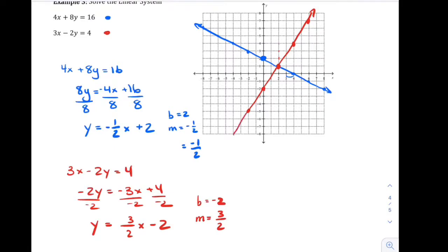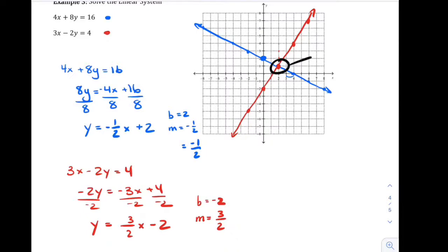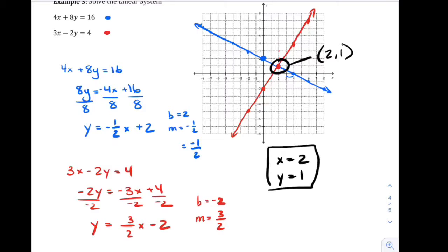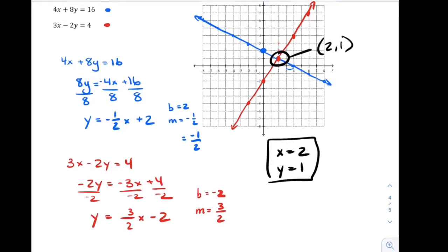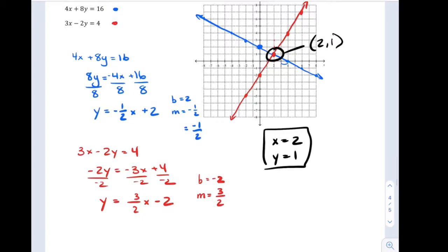And I can see where they intersect already. I see that the intersection in this case is 2 and 1. I can write that as x is equal to 2, y is equal to 1. And that's our solution to our system. We solved it by graphing. And once again, you can check that by substituting to both equations, and they should balance, and they do in this case. You can test it if you like.